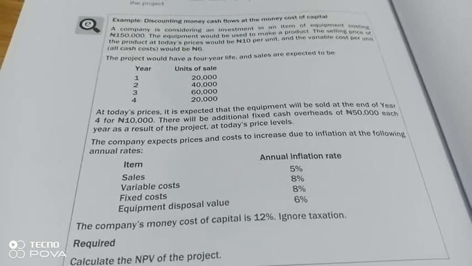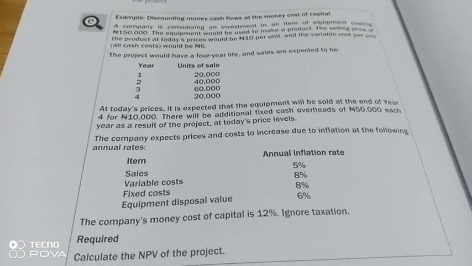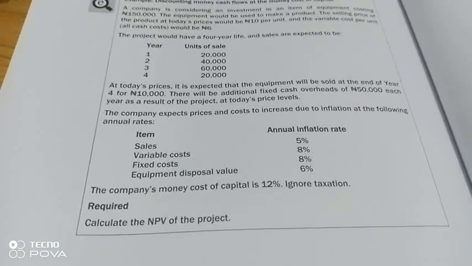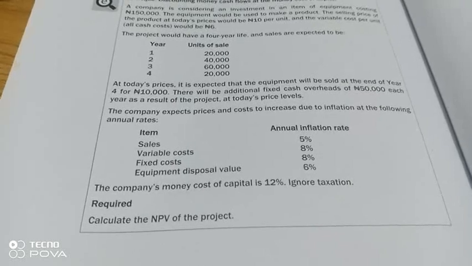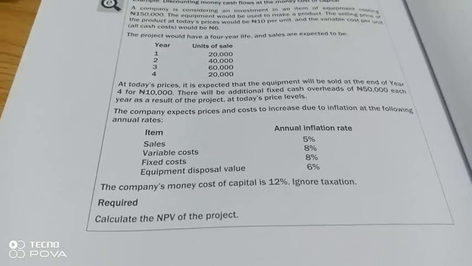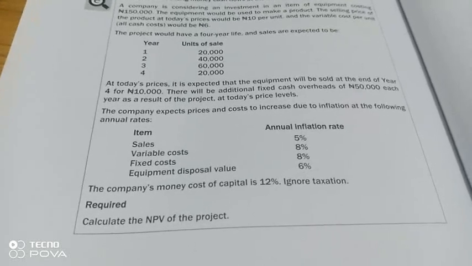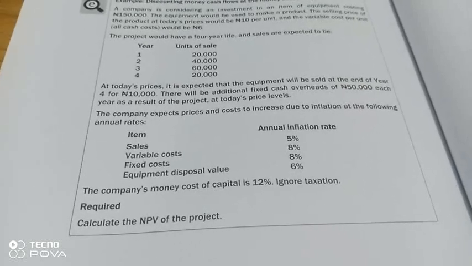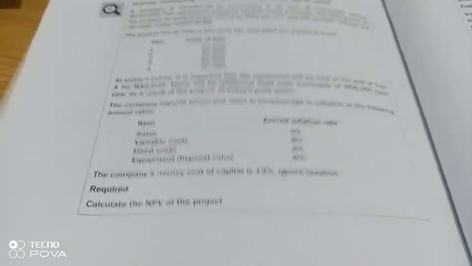What are the inflation rates now? For sales, 5%. For variable cost, 8%. For fixed cost, 8%. Equipment disposal value, how many percent? 6%. The company money cost of capital is how many percent? 12%. Ignore tax. I said anytime they ask you to ignore tax, what do I say you should do? Say praise the Lord, because it reduces a lot of work from you. So you are required now to calculate the NPV of the project.